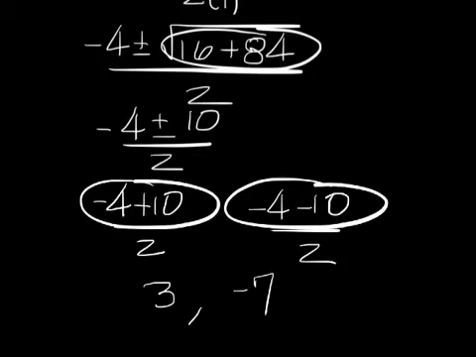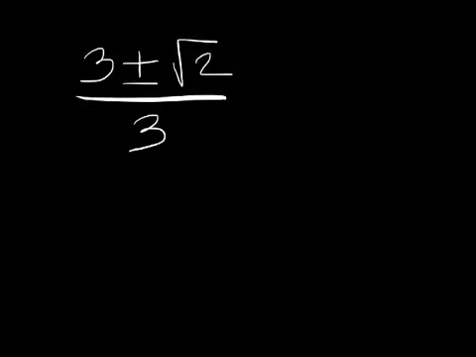Okay, that's what confused me then. So there's your zeros. If you do the quadratic formula and get 3 plus or minus the square root of 2 over 3, there's not much more you can do to that.